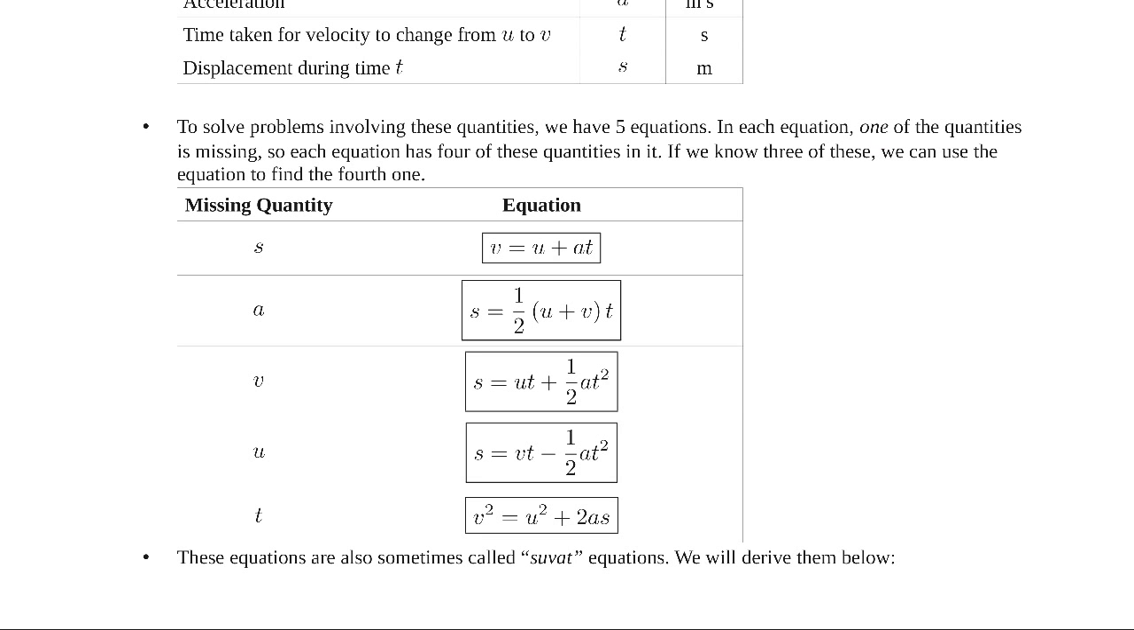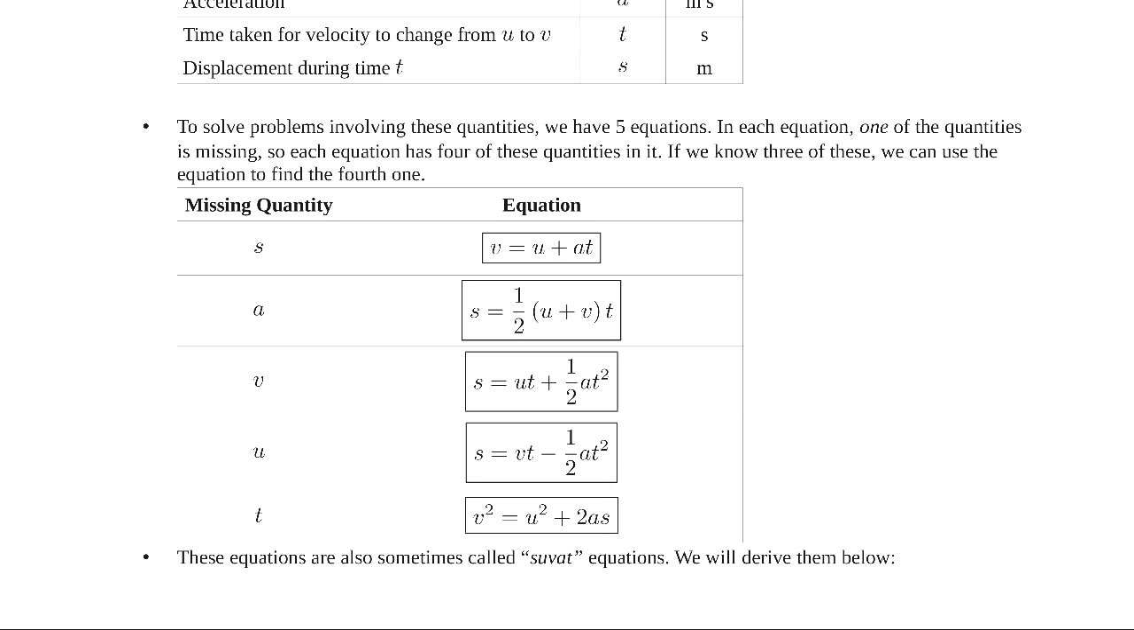So the equations we have: v, that is the final velocity, is equal to u, initial velocity, plus acceleration times the time, v = u + at. And we have s is equal to half times (u plus v) into t, s = ½(u + v)t. s is equal to ut plus half at squared, s = ut + ½at². s is equal to vt minus half at squared, s = vt − ½at². v squared is equal to u squared plus 2as, v² = u² + 2as.